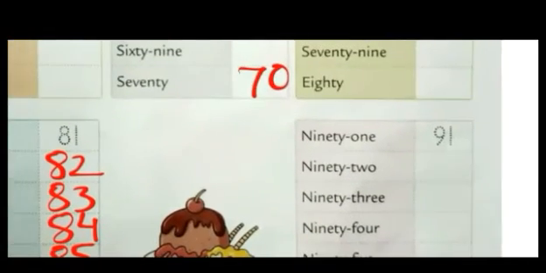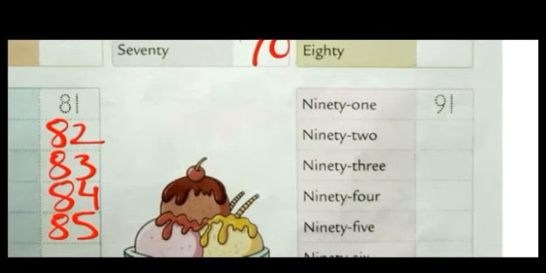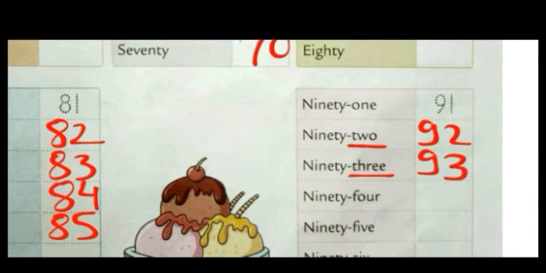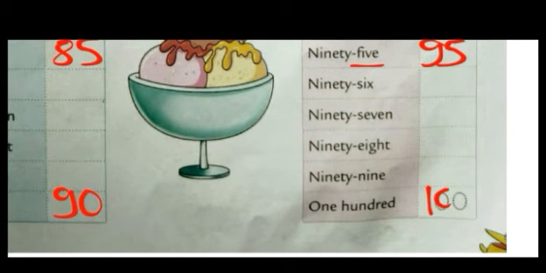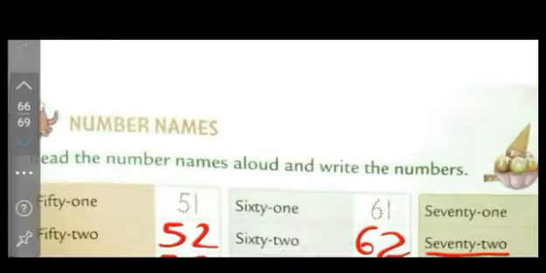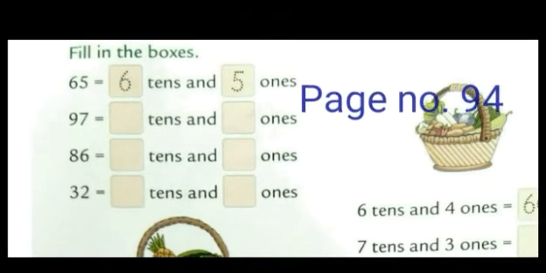Now see the last one. This is number name from 91 to 100. 91 is already written. Now see 92. TWO 2. THREE 3. So we will write here 93. Then 94. And same way 95. So you have to complete this till 100. Okay? Okay. Let's move on to the next page.